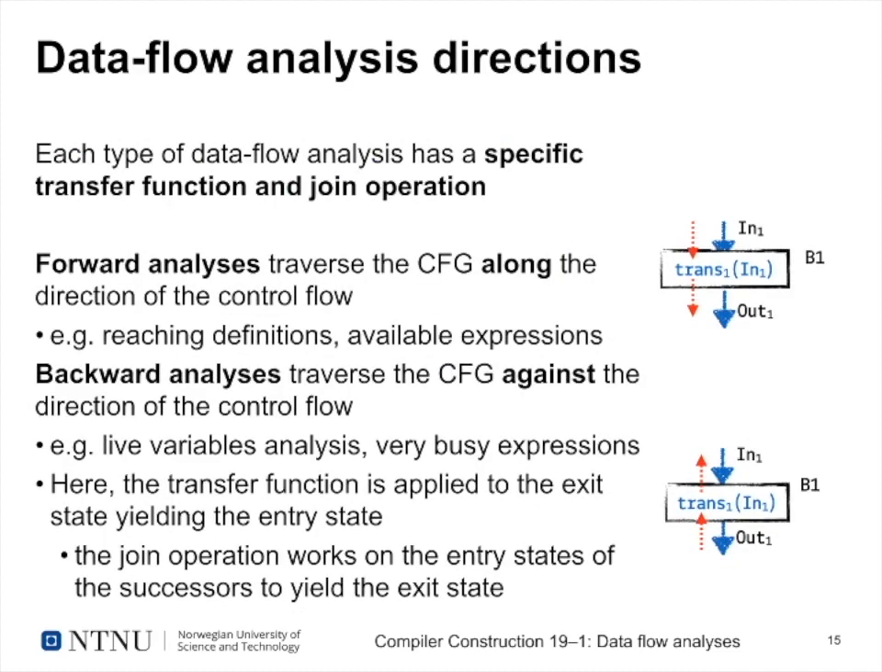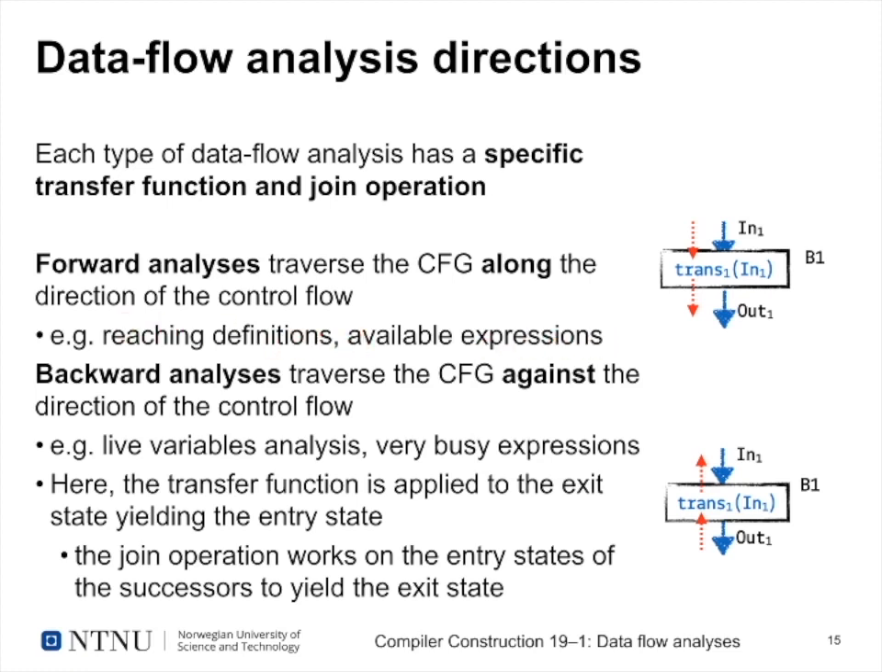We can perform data flow analysis in two directions, and each type of data flow analysis has a special transfer function and a specific join operation applied to it. We can do forward analysis like this. In a forward analysis, we traverse the control flow graph along the direction of control flow. This can be used in several analyses, like reaching definitions and available expressions, which we're going to look at.